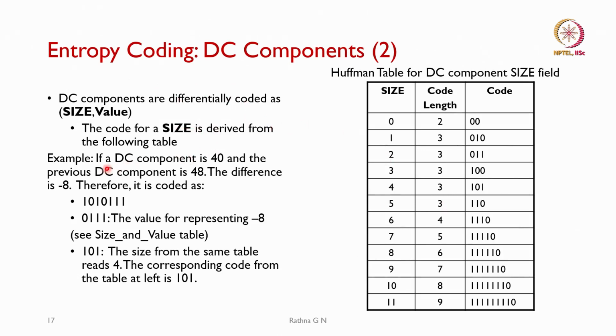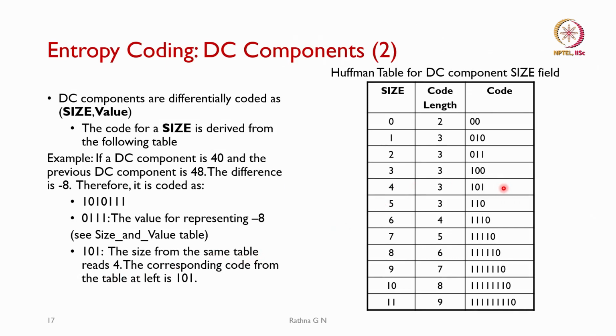As an example, if a DC component is 40 and the previous DC component is 48, then because we are doing differential pulse code modulation, the difference is -8. Therefore, it is coded as this value, 0 1 1, the value for representing -8. These are the values we will represent, and this is the code length. 101 is the size, taken from the same table, and it reads as 4.